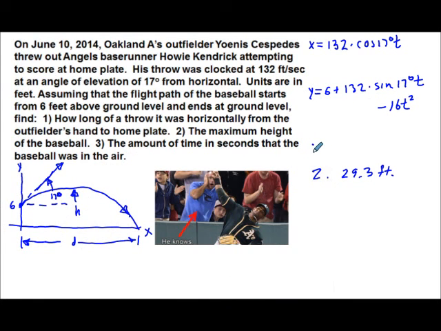So that's going to be problem 1, 323 feet from the outfielder's hand to home plate, and 3 will be 2.56 seconds.